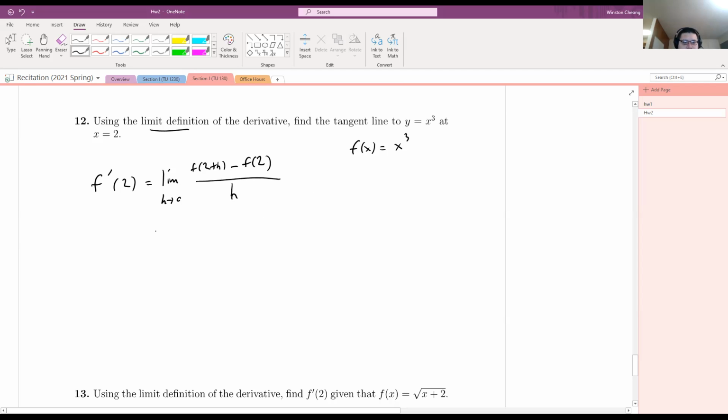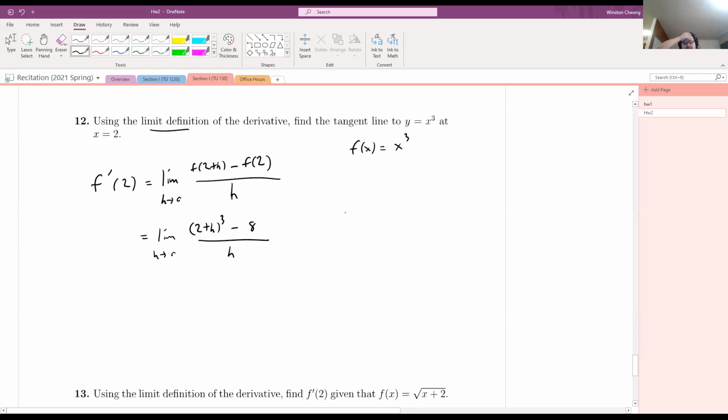Okay, now we go ahead and just substitute in. So should I do it off to the side? I'll go down. Limit as h goes to 0. And now we need to do 2 plus h quantity cubed minus, I'll just say 8, over h. Okay.